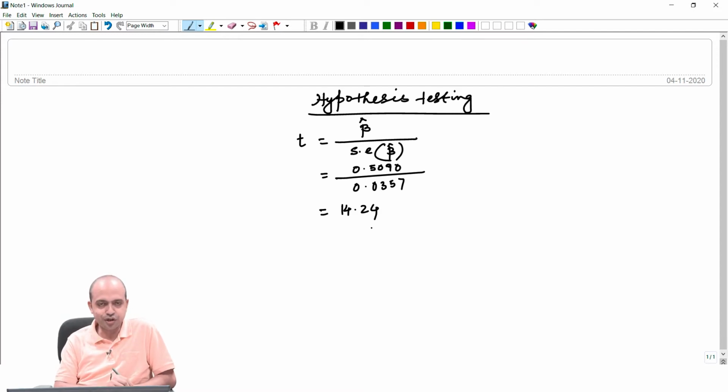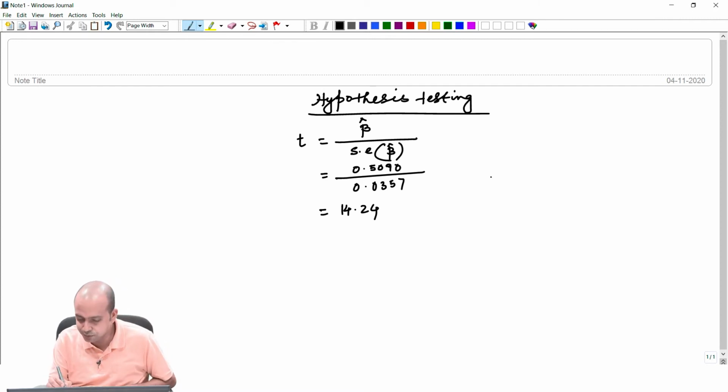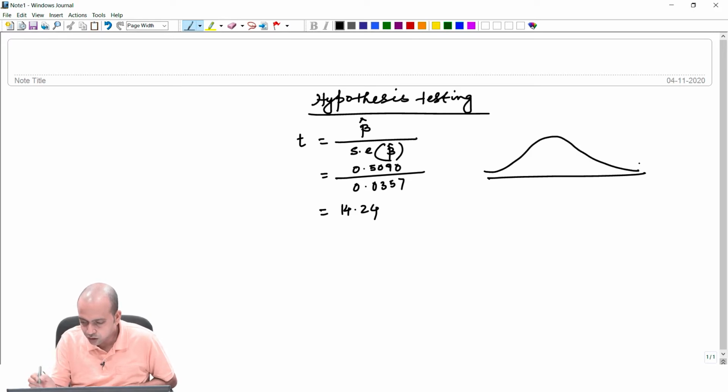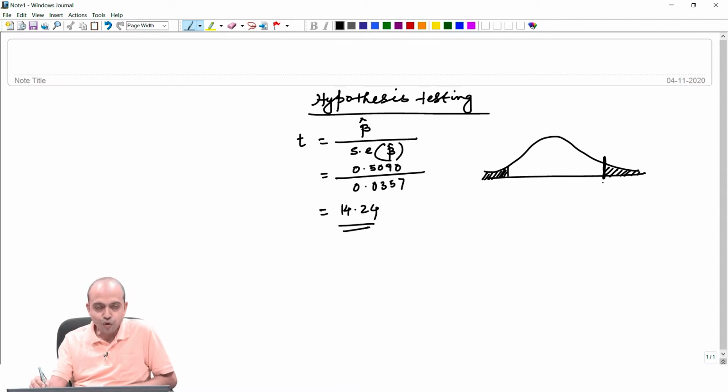So, this is the calculated value, and we have to compare this calculated value with the tabulated value, right. That is what we learned. That means, in terms of the diagram, our calculated value is 14.24. Now, we want to know what the tabulated value is. That means, what is this value?